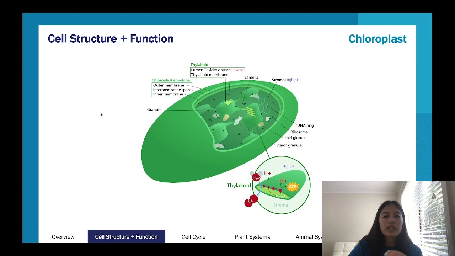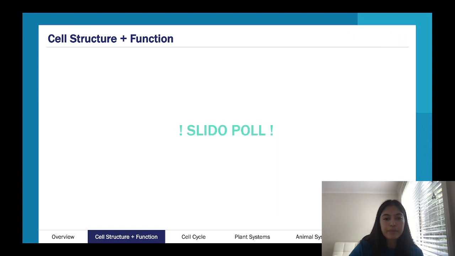If you download these slides and look at them, just be aware that they are fairly detailed, like lipid globule, starch granule, you don't need to know that stuff. Just be aware of the key things that I've mentioned.